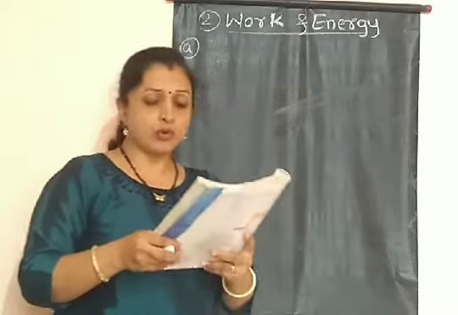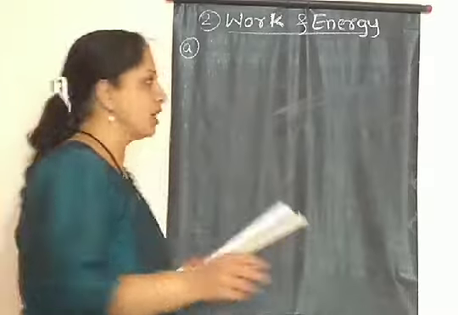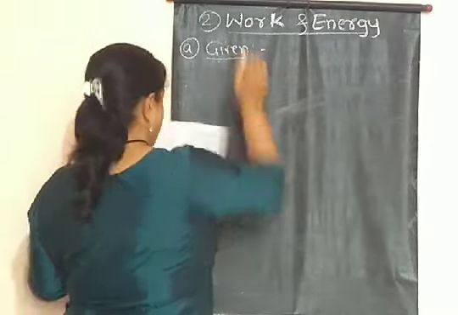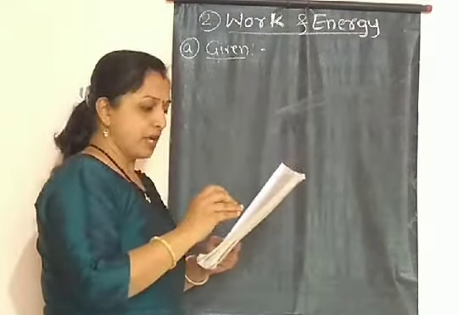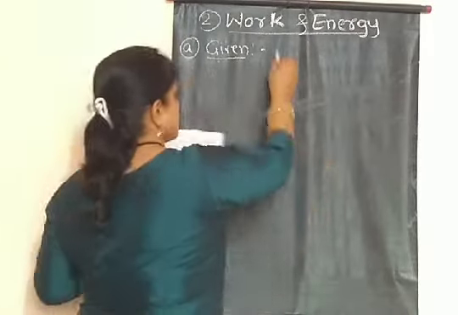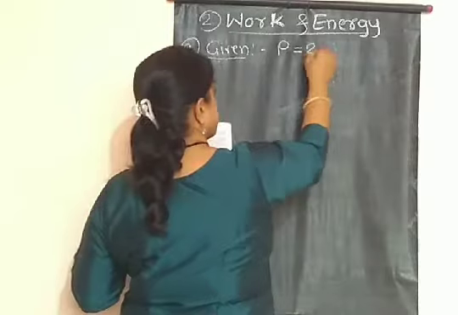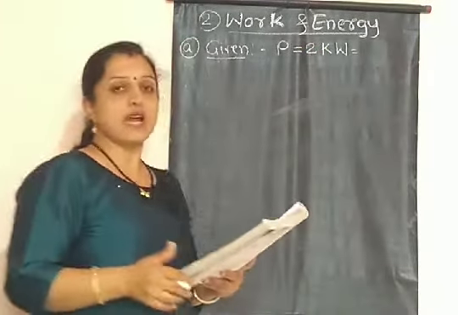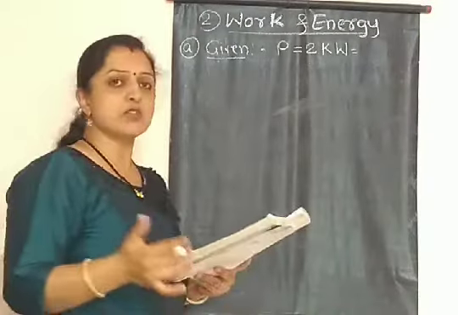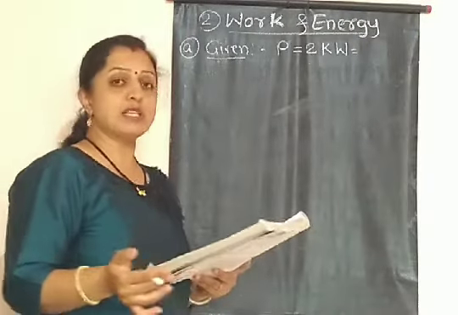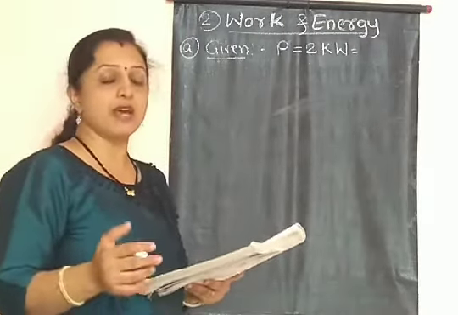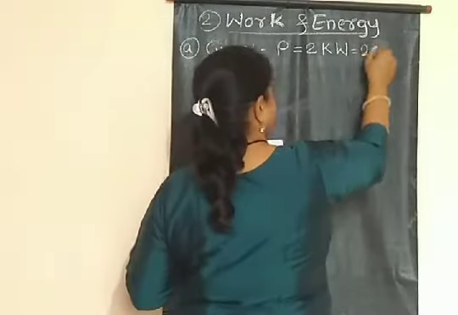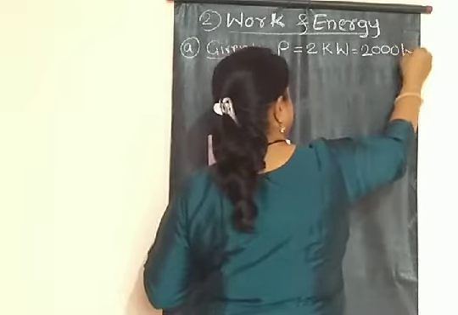Okay, so we have to write here the given quantities in this example first. Which are the given quantities? An electric pump has 2 kilowatt power. So we are given the power, that is 2 kilowatt, and the SI unit is watt, so we have to convert it into watt first. So 2 kilowatt means 2000 watts. Okay, we have to multiply it by 1000. So let us write here 2000 watt.